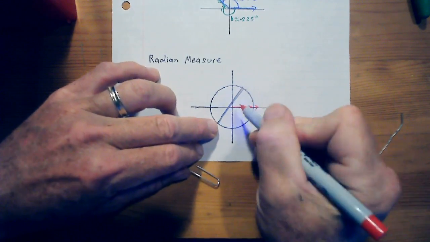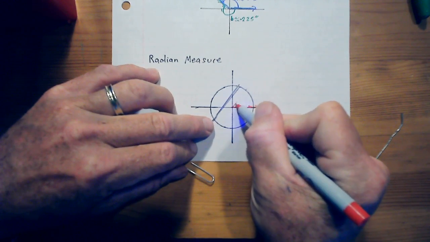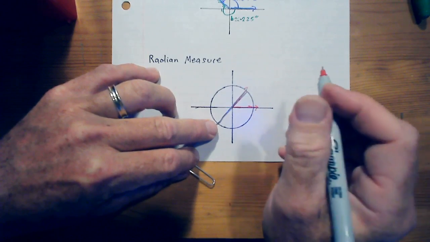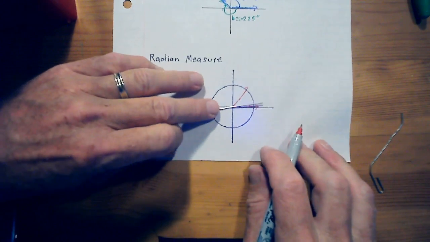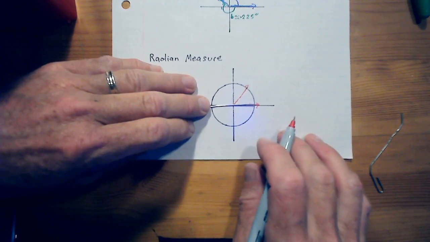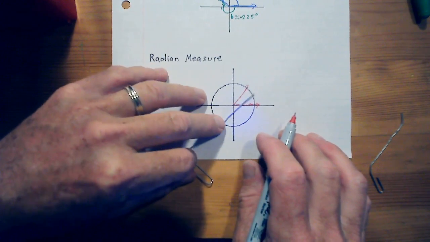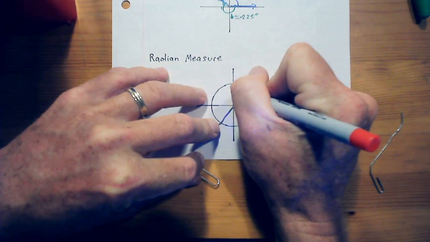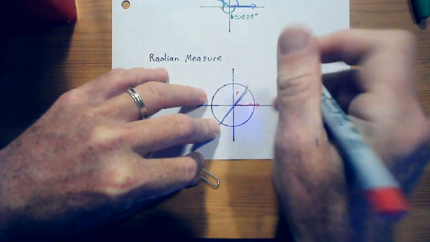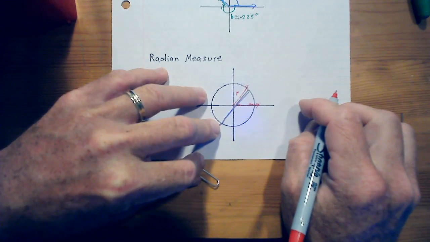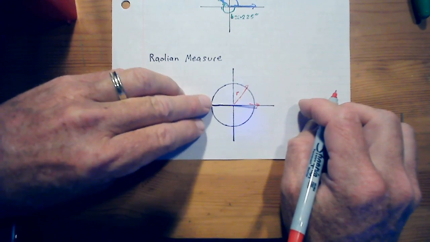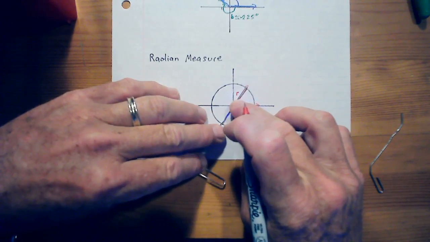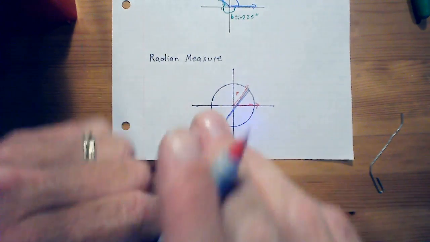Draw this angle too, I think. There we go, its terminal side. There's that angle, all right? So it opened up. Now, this here, going around the circle, is the radius. Okay, got this radius of the circle, and two of them here are making that angle.